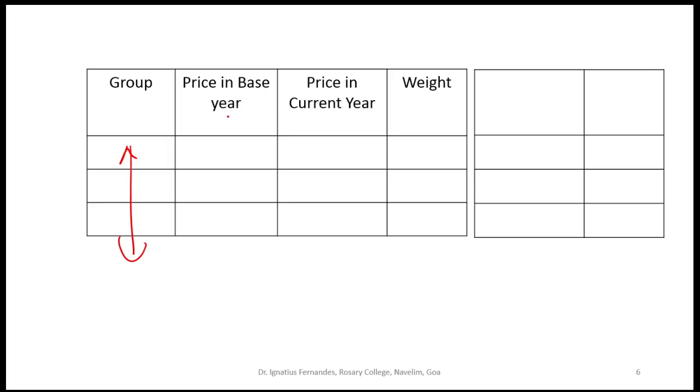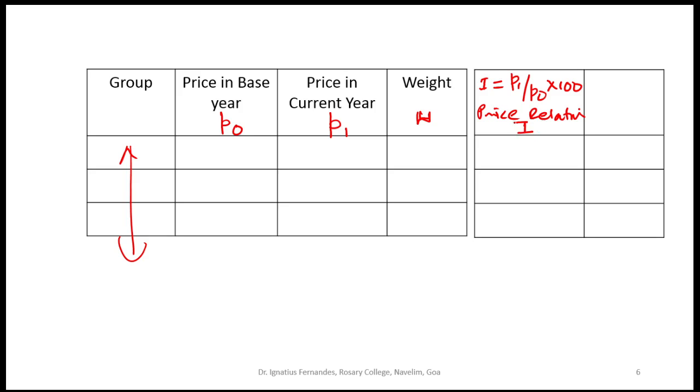I have the prices in the base year, so these will be like P0s. I have prices in the current year, so these will be like P1, and there are weights that are given to you. In this case I have to first calculate the index numbers, so the price relatives I have to calculate. It is P1 upon P0 multiplied by 100. This is how we have defined the price relatives, and these are like I.